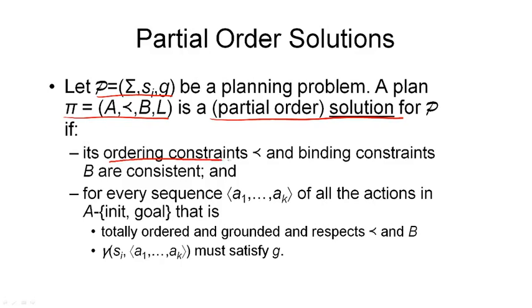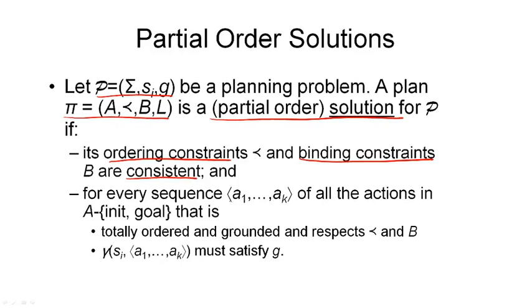Firstly, the ordering constraints and the variable binding constraints in our partial plan must be consistent. The ordering constraints are consistent if there is no loop in the orderings, and the variable binding constraints are consistent if we can find values for all the variables such that all the constraints, which are equalities or inequalities, are respected. So, in our partial order solution, all the variable bindings and ordering constraints must be consistent.